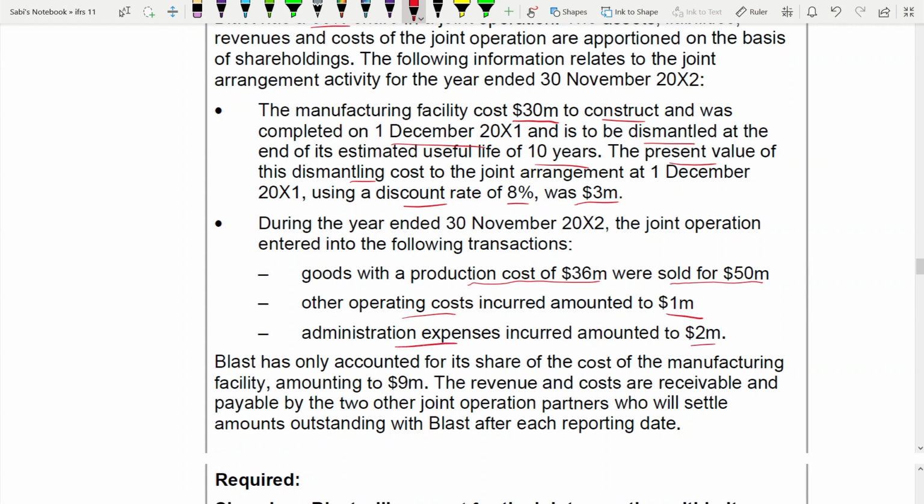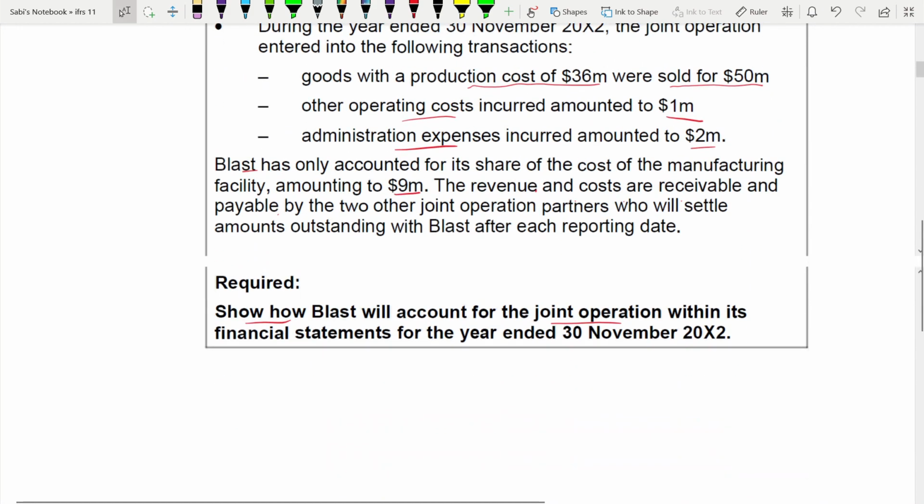Now they have accounted. Blast has already accounted for its share of the cost of the manufacturing facility amounting to 9 million. This is for Blast. The revenue and the cost are receivable and payable by the two other joint operation partners who will settle the account. So now you have been given all the figures. Now see how joint operations are accounted for. We have seen for joint venture, equity method, but what about joint operation? Now we'll show you that.